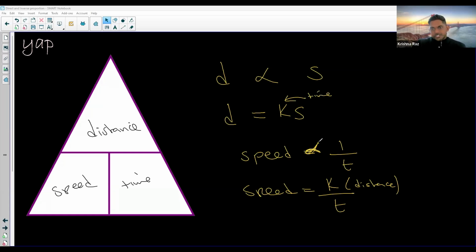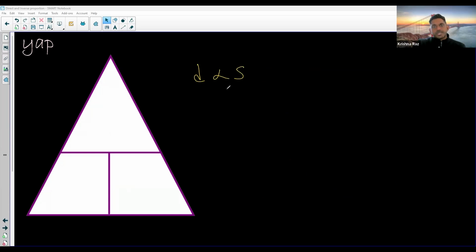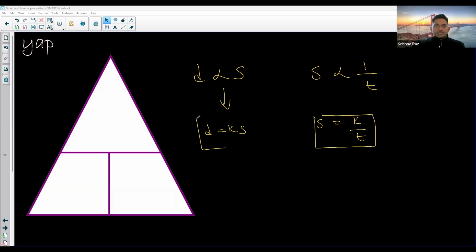So if you see a fish sign, you can get rid of it by replacing it with the equals and the K. So if D is proportional to S, it follows that D equals KS. And if we had speed is proportional to 1 over time, then we know speed equals K over T. So both occasions, we're replacing the proportional sign with an equals and a constant, because when we're comparing things, we need something to stay constant.